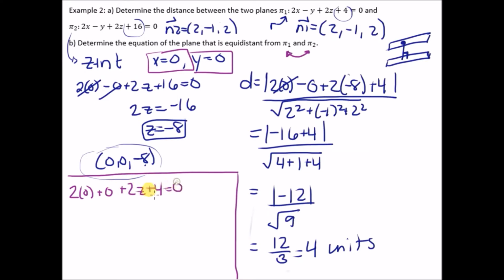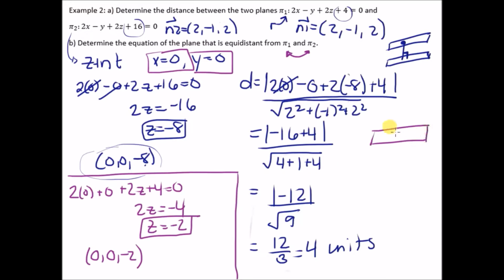It's 4 equals 0. I get 2z equals negative 4. Z equals negative 2. Okay, so in this case, we get 0, 0, negative 2. So if we were to draw this, what this is going to look like is we're going to have one plane, and we're going to have some other plane down here, okay? And the z-intercepts are going to be negative 2 up here, and down here is going to be negative 8.